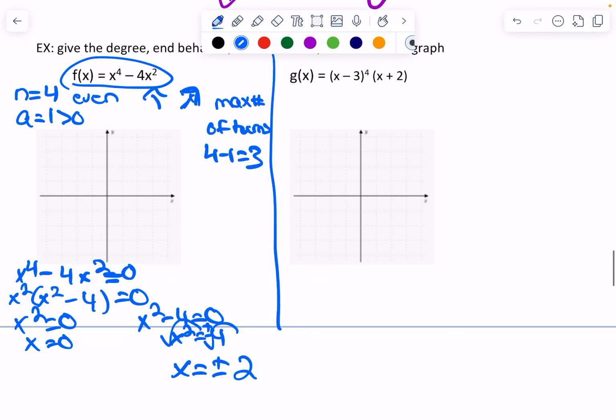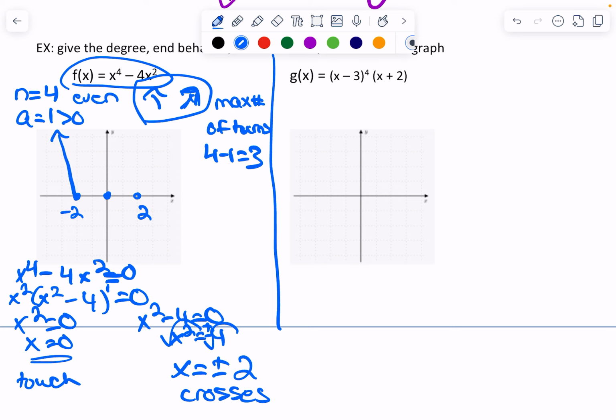So x equals 0 is going to be the origin, and now that multiplicity 2 is even, we know that it's going to touch and turn around. Now, for this x squared minus 4 factor, the exponent is 1, so it is odd, so it's going to cross at x equals negative 2 and x equals plus 2. So here is our negative 2, and here's our 2. Again, our end behavior is right here. It comes down, crosses, touches, goes down, crosses, and goes up like this. That's the sketch for this graph.